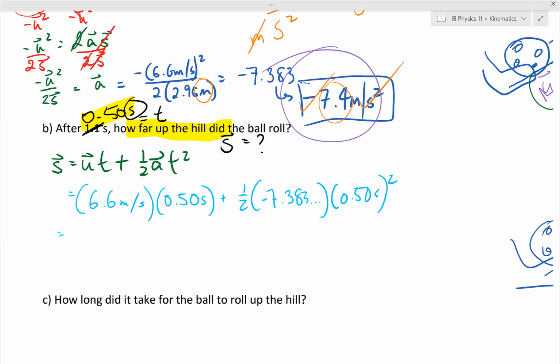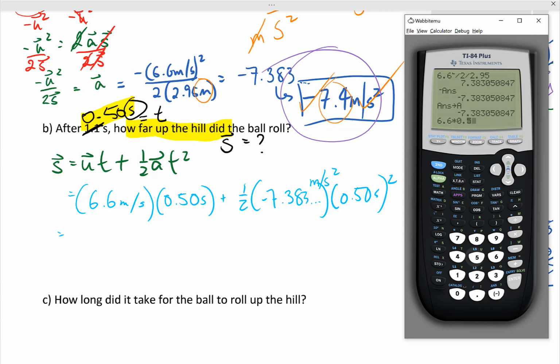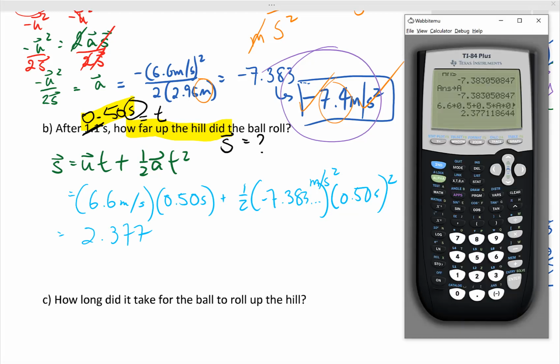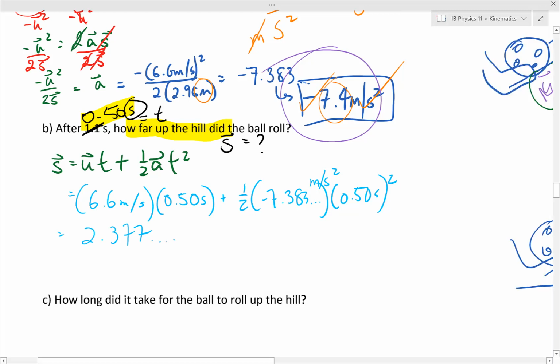Notice when I put the values in, I used the negative. Make sure I put in the negative sign for the acceleration because it is decelerating, slowing down as it's going up the hill. Let's put all of this in our calculator. This gives us a value of 2.377, I believe, and it keeps going, and it's in meters. I'm going to round this one to 2.4 meters going up the hill based on our directions.